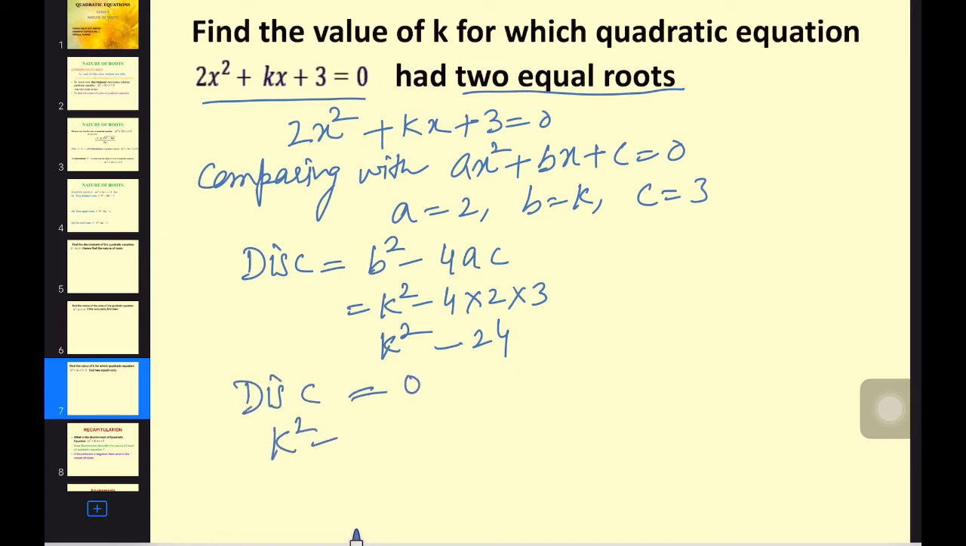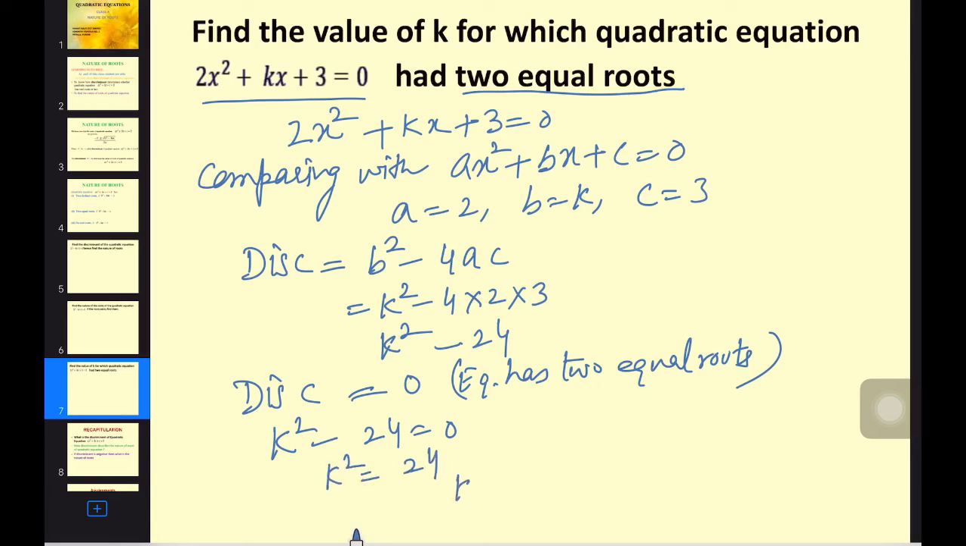When the equation has two equal roots, the discriminant is equal to 0. That is k square minus 24 equal to 0. k square is equal to 24, then k is equal to plus minus root 24, that is equal to plus minus 2 root 6. So there are two values of k, 2 root 6 and minus 2 root 6.